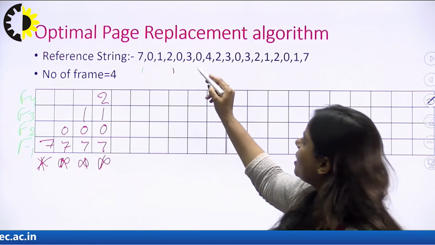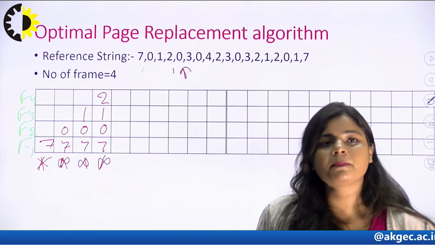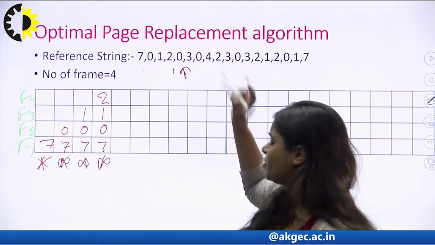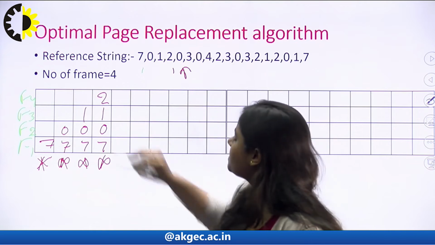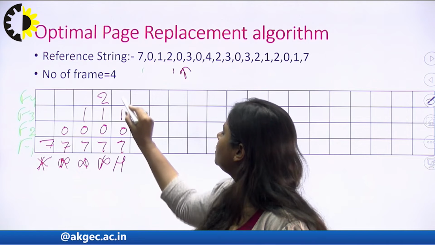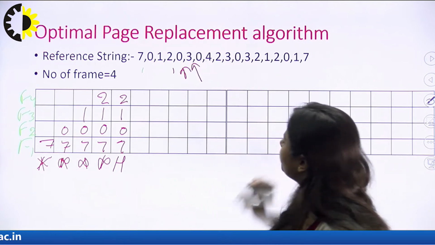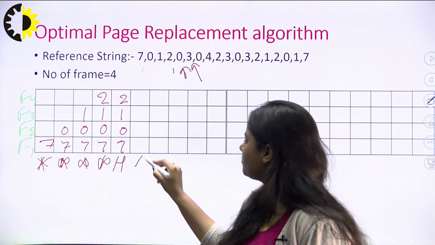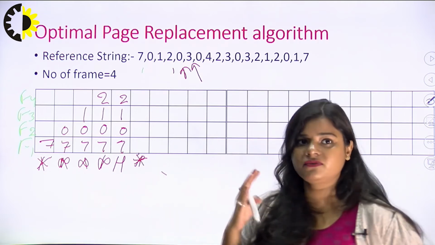Here we have another string, 0, and the frames are full. Here we will use the optimal page replacement algorithm. So we will see whether 0 is present inside the main memory or not. 0 is already present inside the main memory, so it is a hit. 7, 0, 1, 2. Okay. Now 3 comes into the scenario. Is 3 present inside the main memory or not? No. So first it is a page miss.